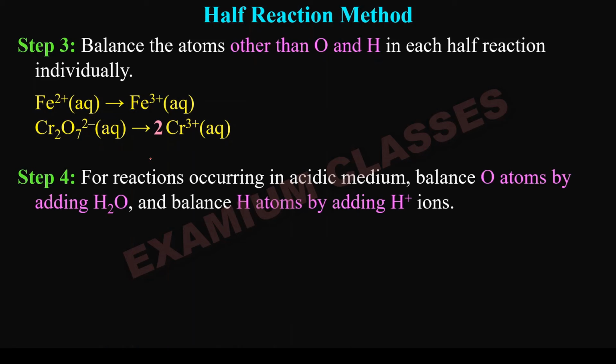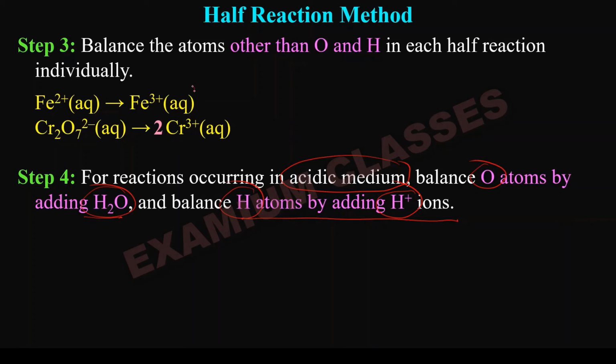Next, step 4, a very important step here. For reactions occurring in acidic medium, balance oxygen by adding H2O and balance hydrogen by adding H plus ions. In acidic medium, you will stop here. I will tell you what you need to do in basic medium. In acidic medium, you will balance the oxygen by adding H2O on the appropriate side, and you will balance hydrogen by adding H plus on the appropriate side. Hydrogen and oxygen we did not balance in step 3, so that's why step 4 is for that.